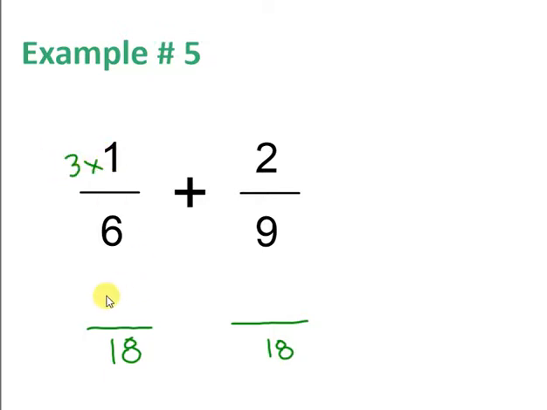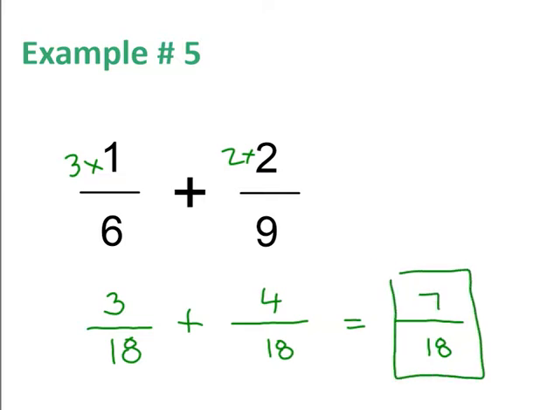3 times 1 is 3. 9 goes into 18 2 times. 2 times 2 is 4. Bring down the addition sign. Now my denominators are the same, and I add the top. 3 plus 4 is 7. And I cannot simplify that anymore, so that is my final answer.